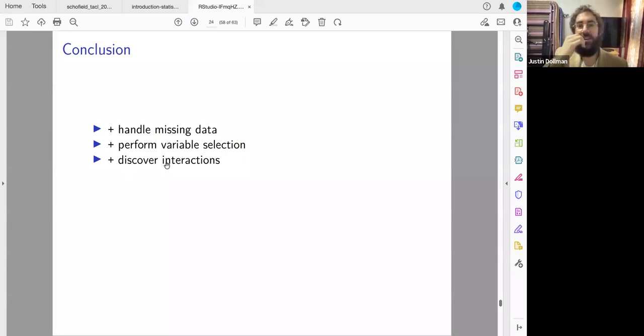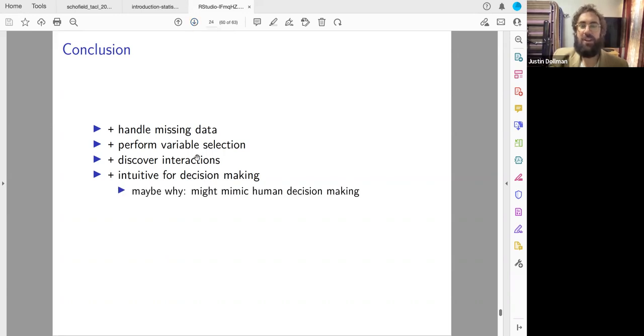Actually, an interesting historical note is that these models were developed in the social sciences to discover interactions between variables. Something I didn't really cover, but it's there. They mention as well that it's intuitive for decision making. The classification example was medical data, so you can imagine a doctor using these models to make decisions. People think that trees might mimic actual human decision making, so that's why it's intuitive, because it matches what humans do.